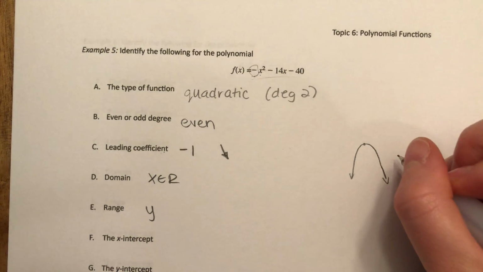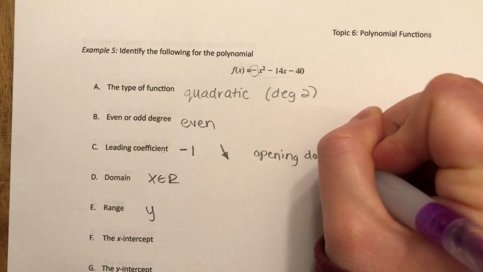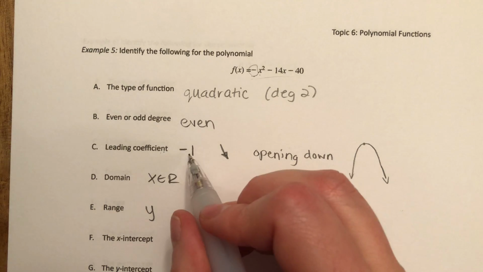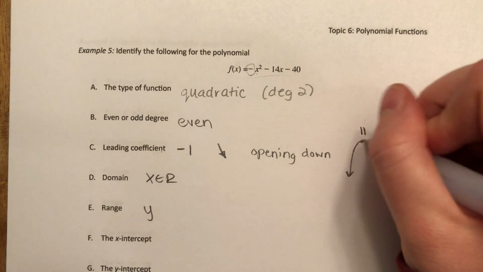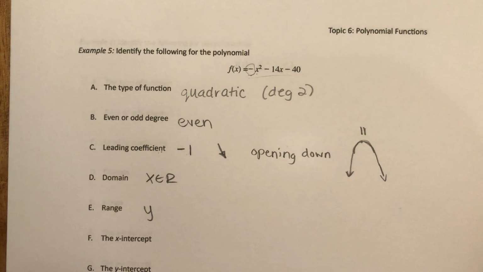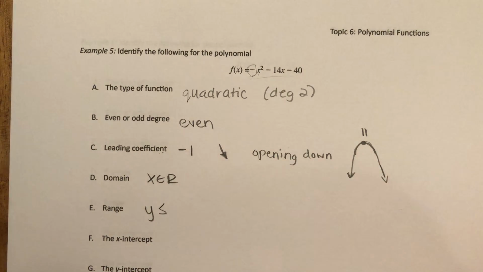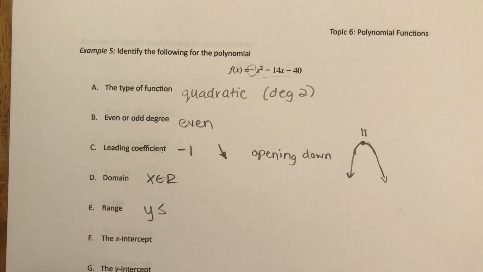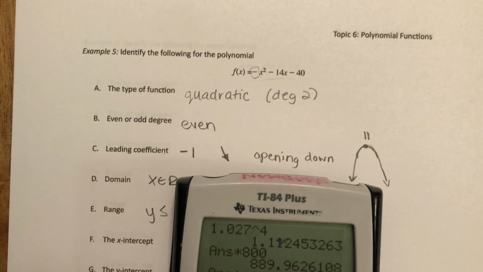So it would be opening down. If you remember from Math 20, that leading coefficient being negative means that it's like a sad face parabola, right? So that means that y is going to be everything less than or equal to a specific value. At that point, we could calculate based on the axis of symmetry or convert to vertex form, but you have your calculator, so I just want us to know how to use them really well. So we're just going to plug it into our calculator.